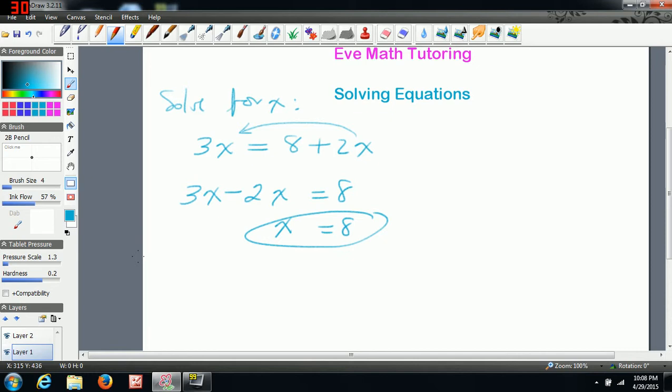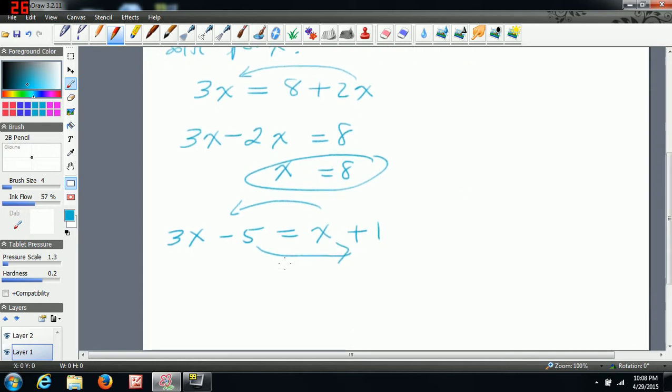Okay, so let's try another example. Say we have 3x minus 5 is equal to x plus 1. In this one, what you're going to do is bring all the x's to one side and all the numbers to the other side. So when I bring this x over, it becomes a negative. And when I bring the 5 over to the other side of the equation, it becomes a positive because it was a negative over here.